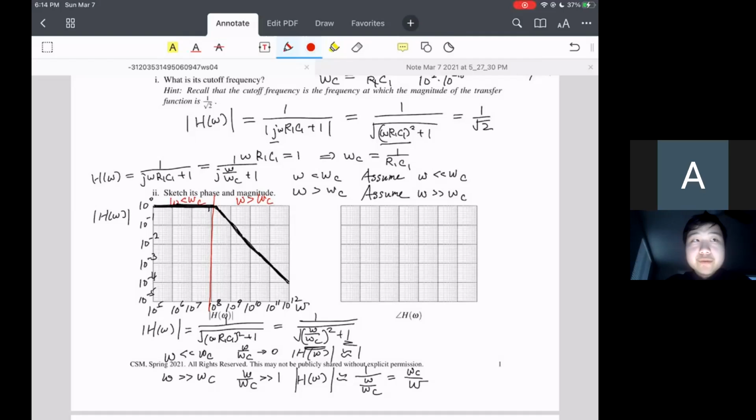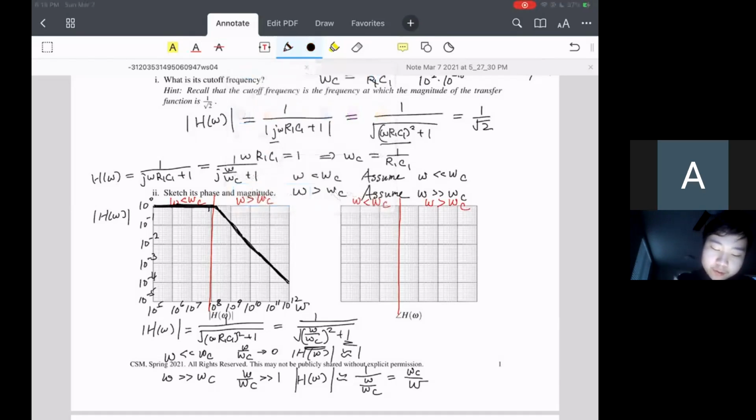So to actually draw the phase plot, we use the same technique that we used when drawing out the magnitude plot. That is, we divide the graph into two parts. We do a casework on omega, the frequency. We analyze how the phase of the transfer function is going to change when omega is less than omega c and when omega is greater than omega c.